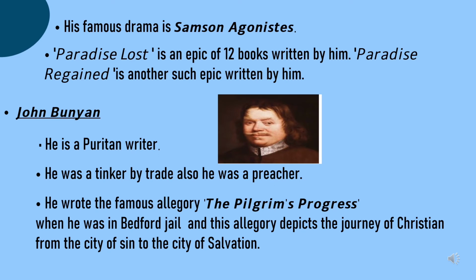Milton's famous drama is Samson Agonistes. Paradise Lost is an epic of 12 books written by him, and Paradise Regained is another such epic written by him. Next major writer at this time was John Bunyan.